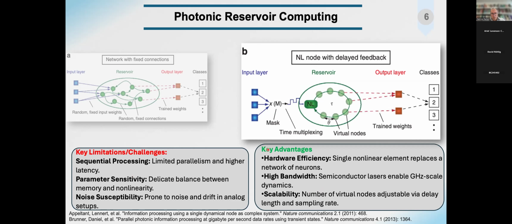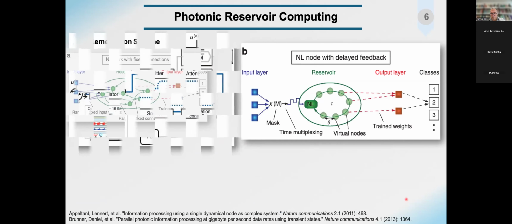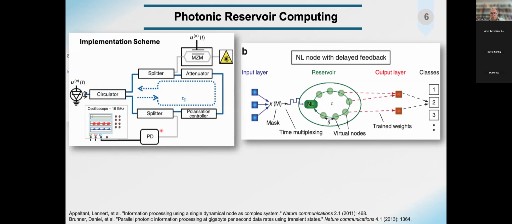But despite these challenges, Appeltant and his colleagues demonstrated a groundbreaking implementation of this scheme, where they smashed through limitations to achieve blazing fast information processing speeds, up to gigabytes per second for tasks like spoken digit recognition. Here I would show their elegant experimental implementation scheme. It's an elegant setup.